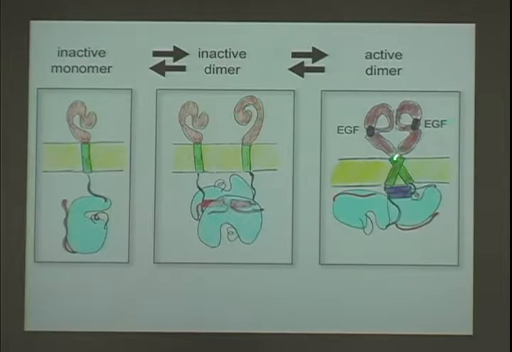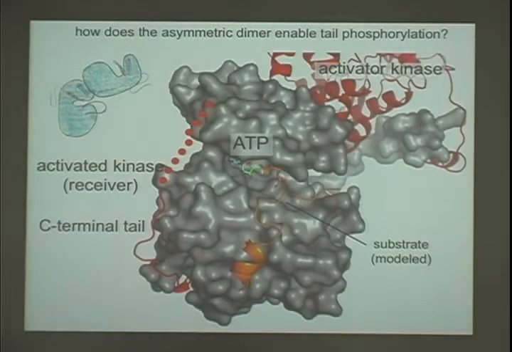And what EGF does, and we know from crystal structures of the extracellular portion, is bring the tips of the extracellular domain close together, which will at the very least facilitate and possibly even promote formation of the active dimer. I'll just end with another interesting observation we made.